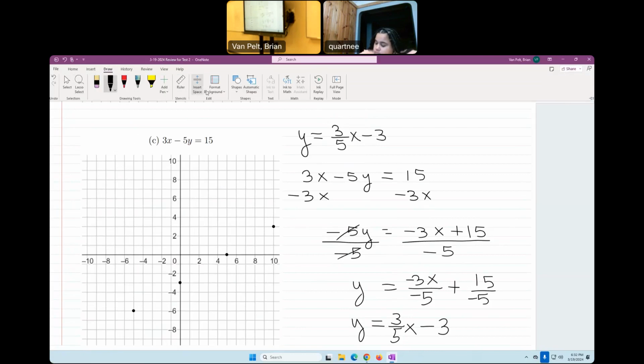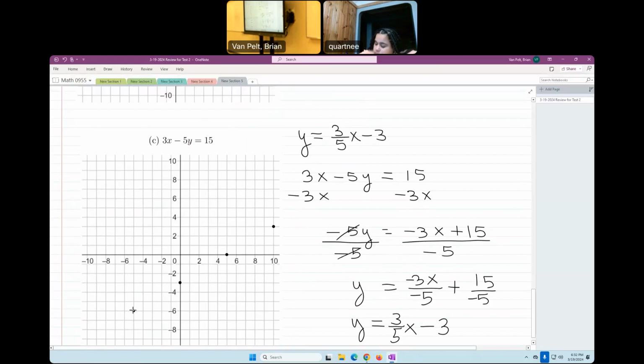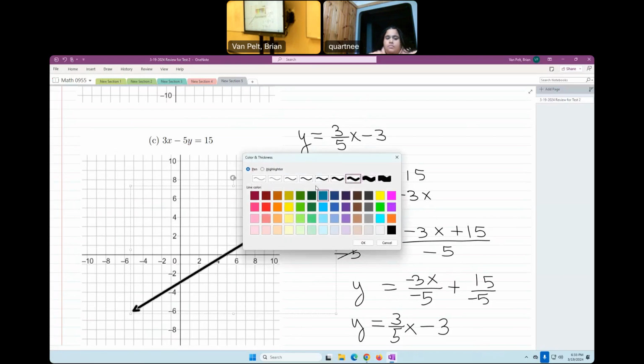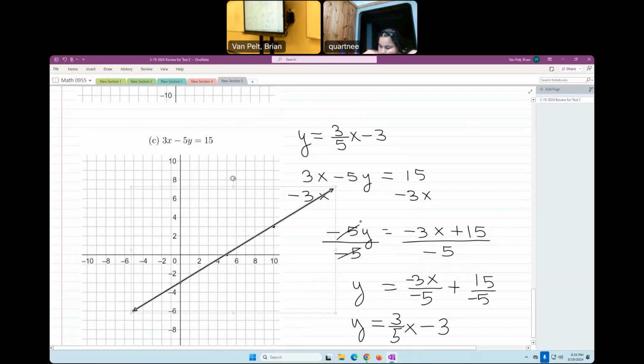Let's get our line in there. So when I graph, I generally look at where it's crossing the x and y axes and things like that. That's how I'm easily able to tell. Let's see. Try that one instead.